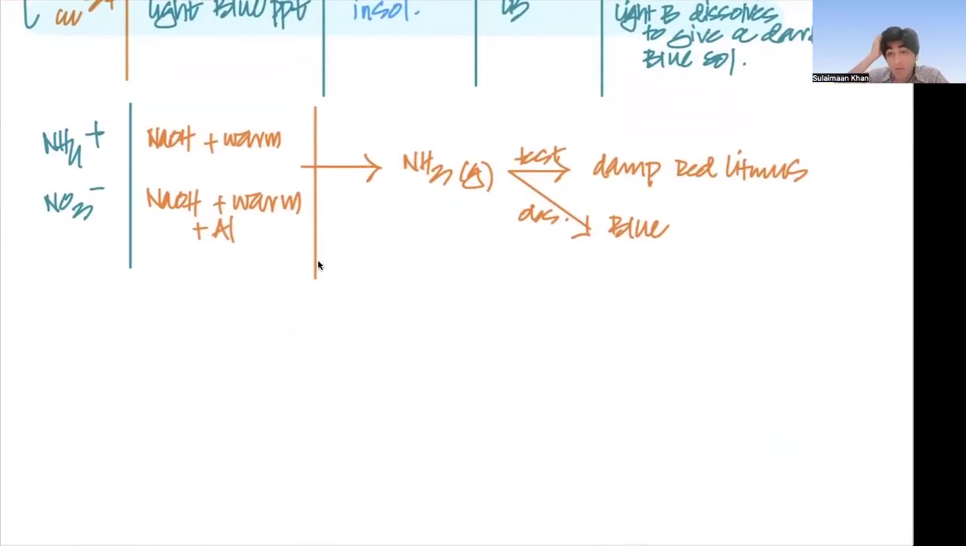One more thing that you guys need to know is the logic behind the ammonium ion. Please realize the logic behind the ammonium ion. My question to you guys is, what if I add aqueous ammonia and warm it? Will it still give me the ammonia gas, if I add aqueous ammonia for the test of ammonium ion?